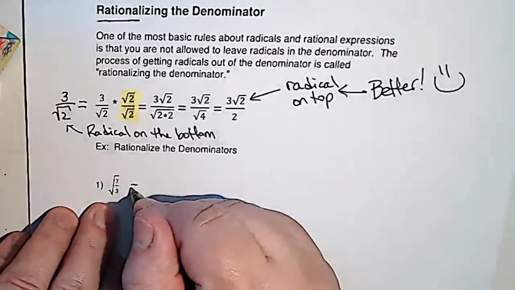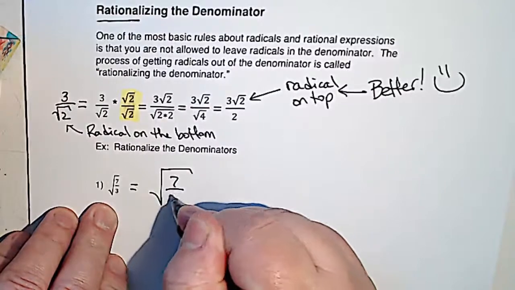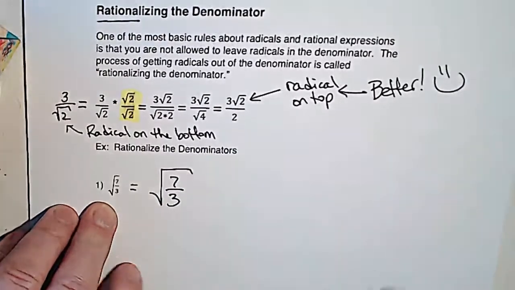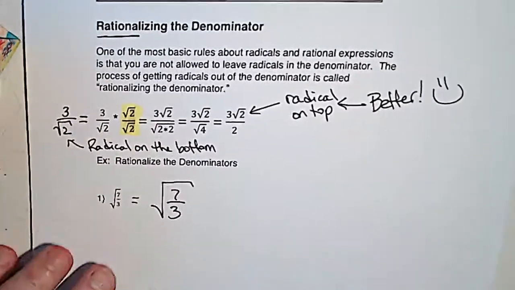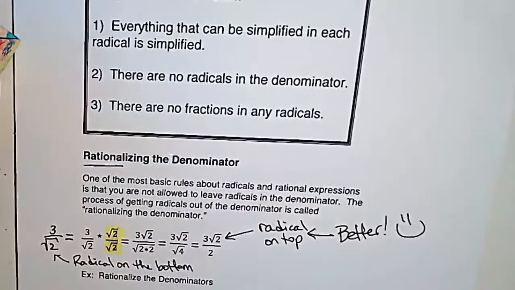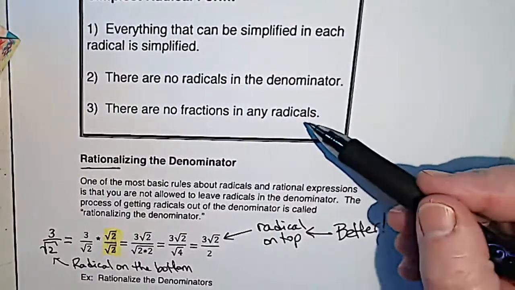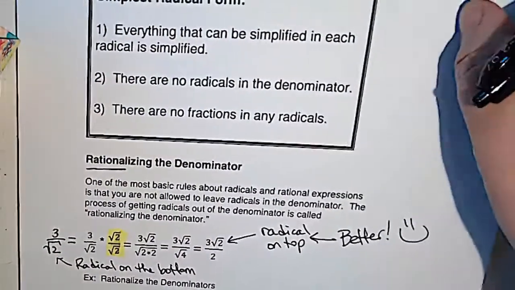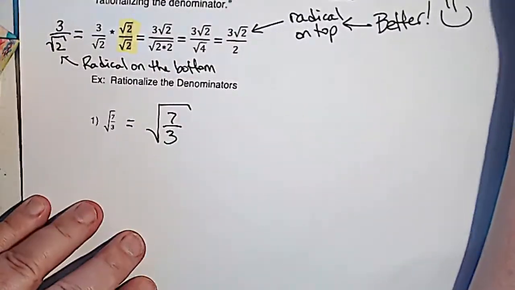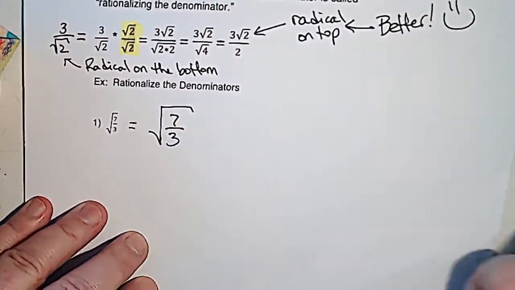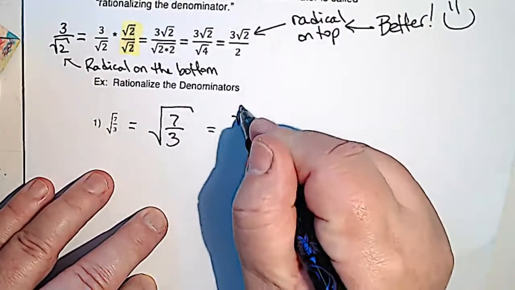Okay, radical 7/3, or the square root of 7/3. What problem does this have? This one violates rule number 3. There should not be any fractions and any radicals. This was an attempt to hide a fraction inside a radical, and everyone can see it there. So the first thing we're going to do is split it up.